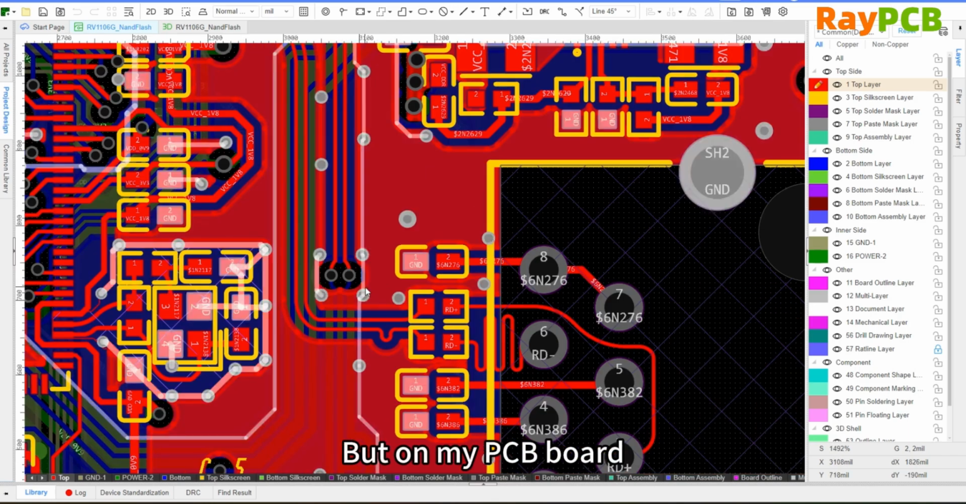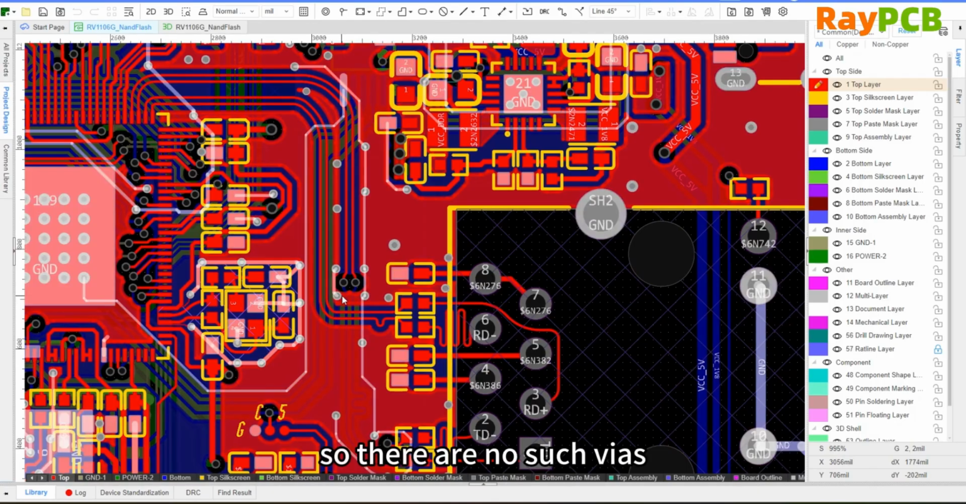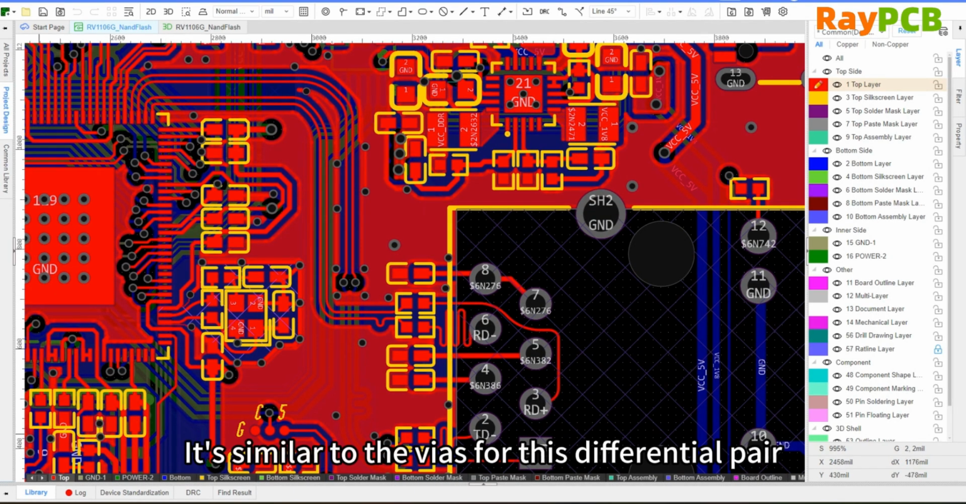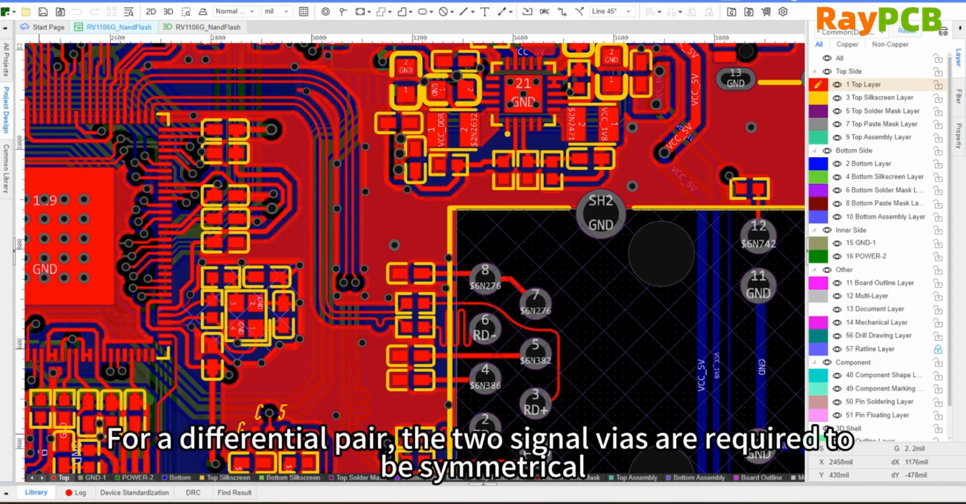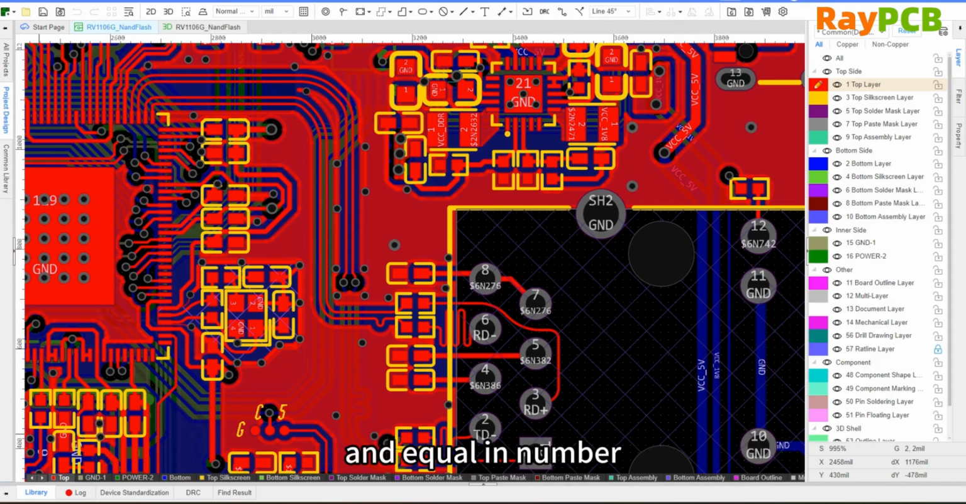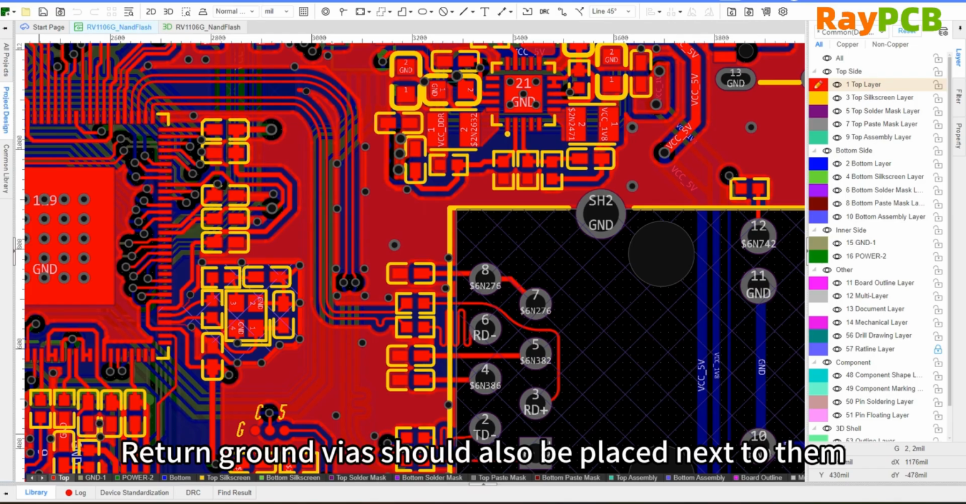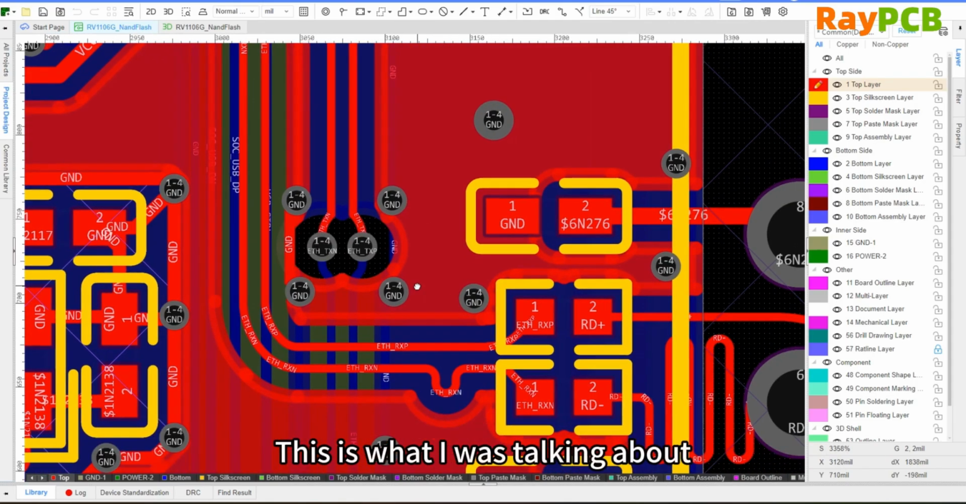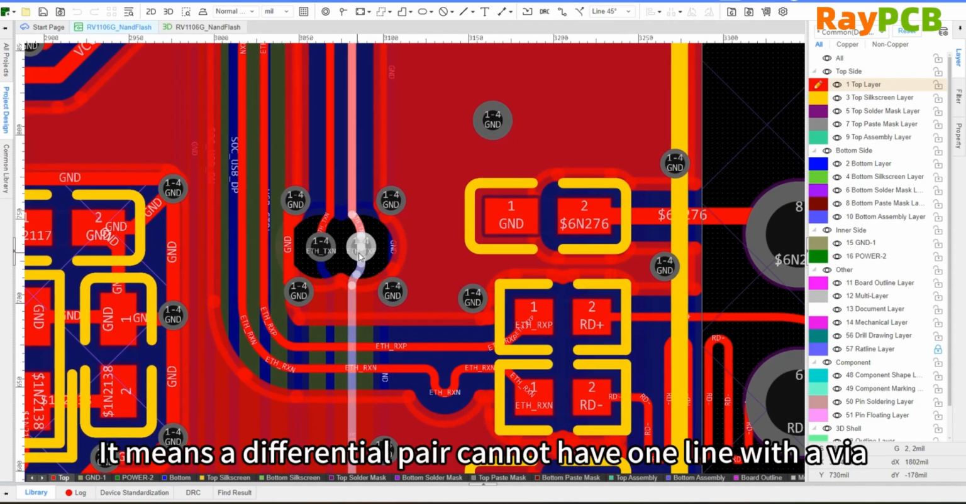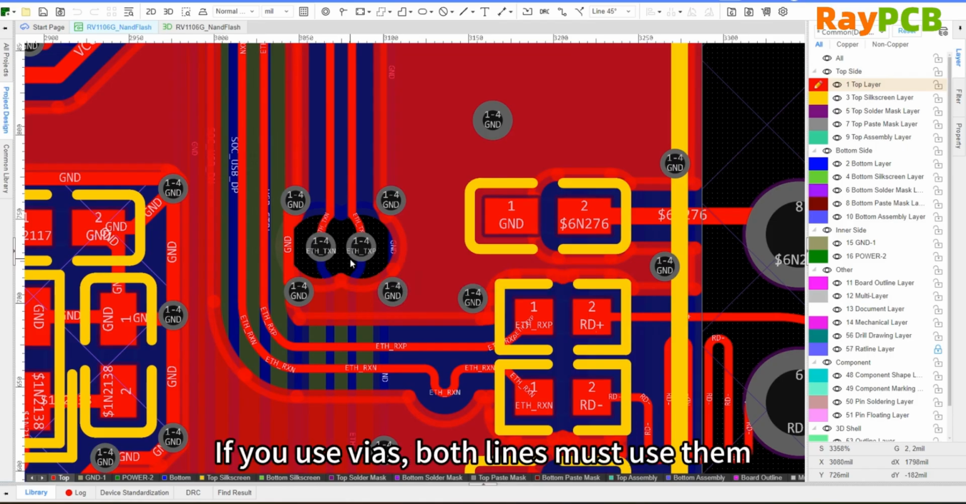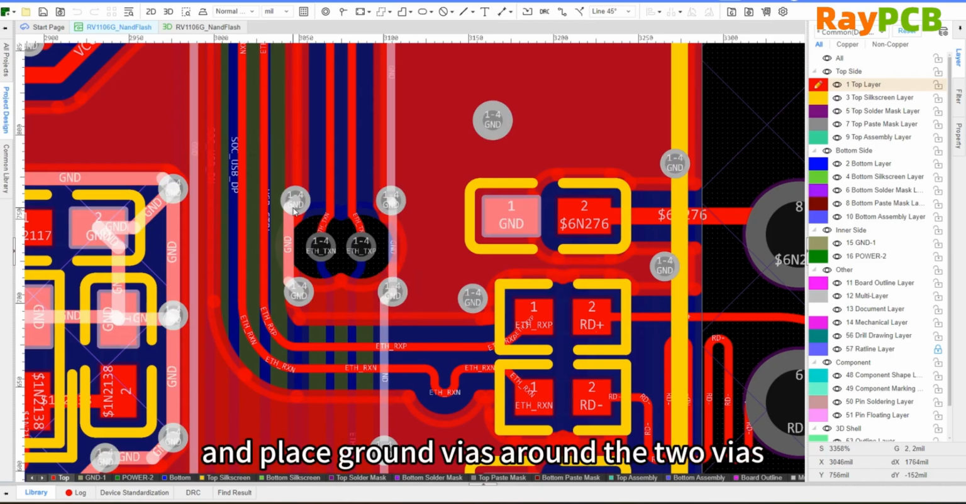It is also similar to the differential breakthrough. Then there is the use of the differential pair breakthrough. For the differential pair, the two signal breakthroughs are required to be symmetrical and the number is equal. Contract vias should also be placed next to them. So that's it. Check the branch line. One line cannot be punched and the other line is not punched. If you need to punch, both lines use vias and punch ground vias around the two vias.